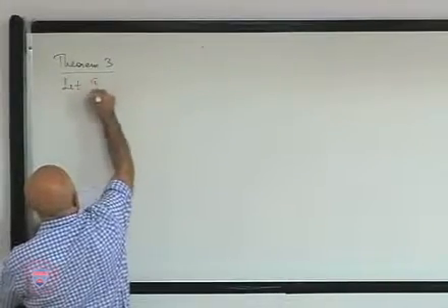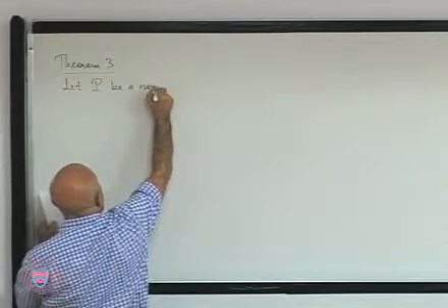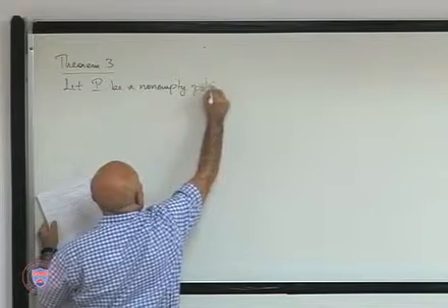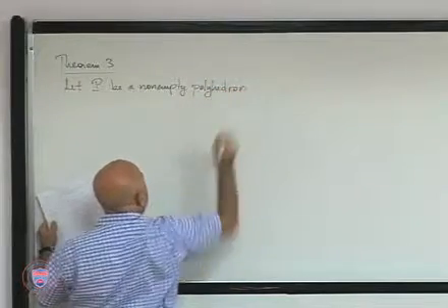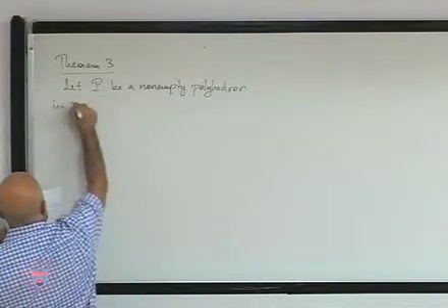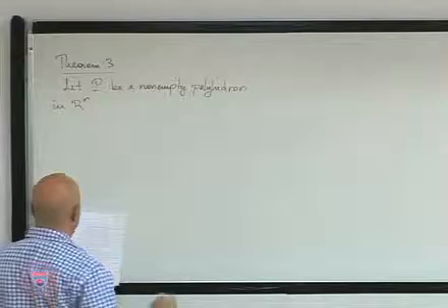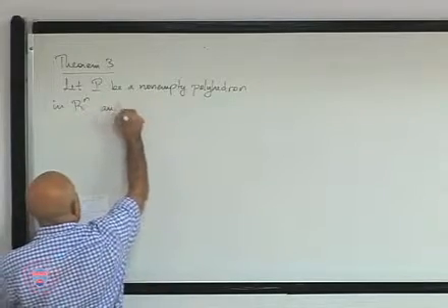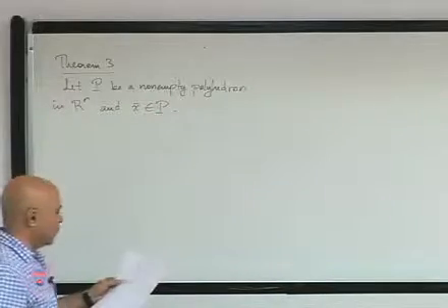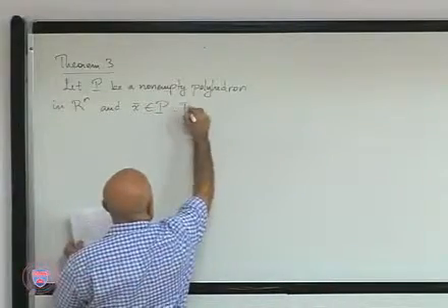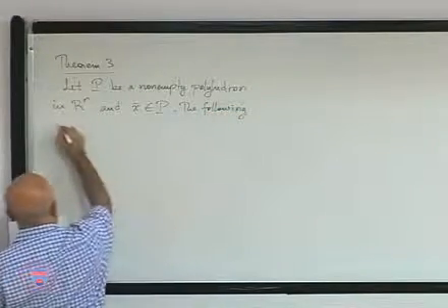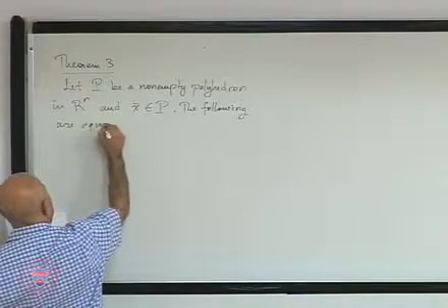Let P be a non-empty polyhedron. Polyhedron is the same as polyhedral set. A non-empty polyhedron in Rn, and let x bar be a point of the polyhedral set under consideration. The following statements are equivalent.